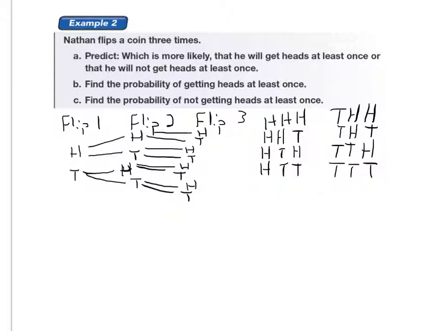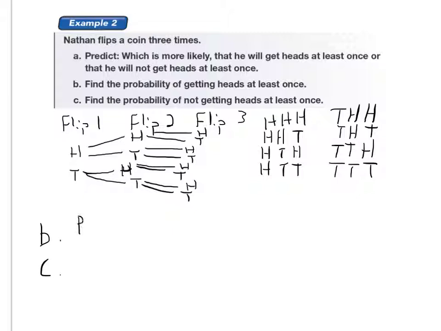Okay, so part A says predict which one's more likely. That's something we really should have done before this. That he will get heads at least once or that he will not get heads at least once. Okay, well, let's go ahead and skip to B and C, because predict is just something you can do. You can think what you think is more likely. Maybe you thought they were both equally as likely. I don't know. But we're going to go ahead and find the probability of getting heads at least once.